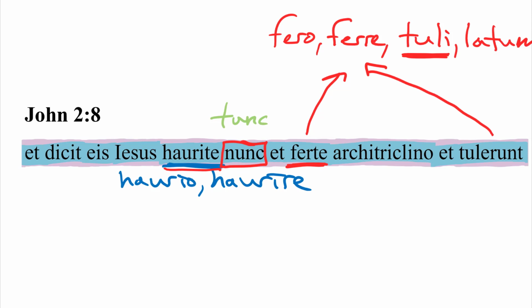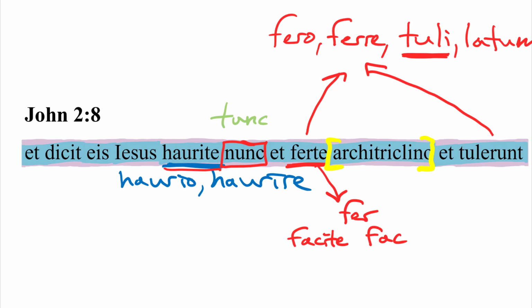Now, the second person singular imperative from fero is not ferte, that's our second person plural, but fer. And this is not unlike, if you remember, facite in the second person plural from facio, and its second person singular form, fac.